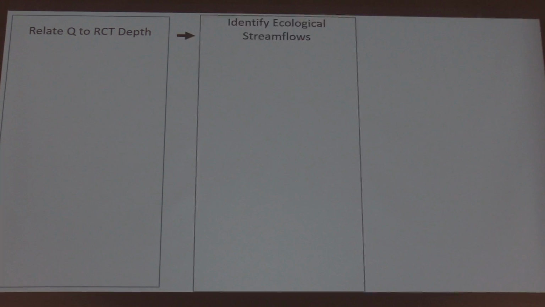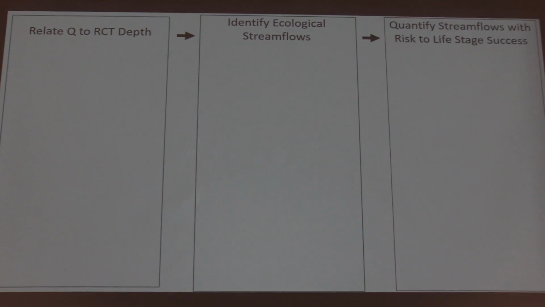So jumping right into the methods, there are three major components to this approach. First, we relate the streamflow to RCT depths. Then, with that information, you can identify ecologically relevant streamflows. And then with that information, you can quantify streamflows with risk to life stage success.